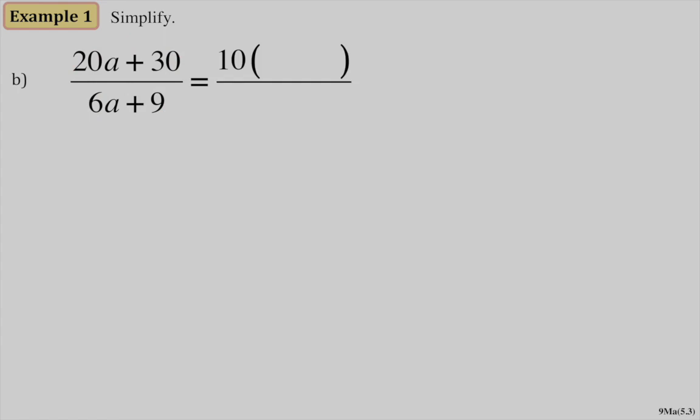So on the top of the fraction only, 10 goes into 20 and 30, 10 goes into 20 twice, 10 goes into 30 3 times, so I'm left with 2a plus 3. On the bottom of the fraction, we said 3 is common. 3 goes into 6 twice, 3 goes into 9 3 times, so I'm left with 2a plus 3. Once you've finished factorising, then you look and worry about what's going to happen next.